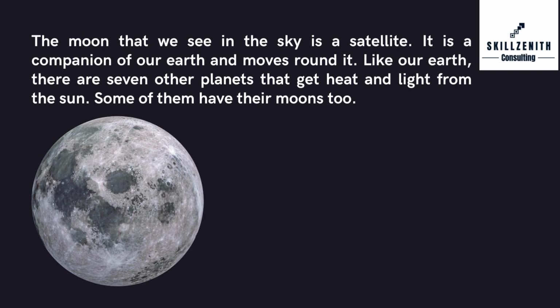Like our Earth, there are seven other planets that get heat and light from the sun. So, as I said, Earth gets its heat and light from the sun, its nearest star. Similarly, there are other planets too that get their heat and light from the sun. In fact, some of them have their own moons. Like we have our moon, the other planets have their moons too.